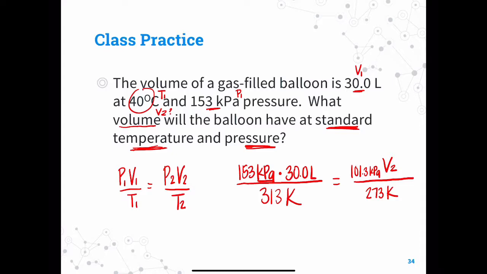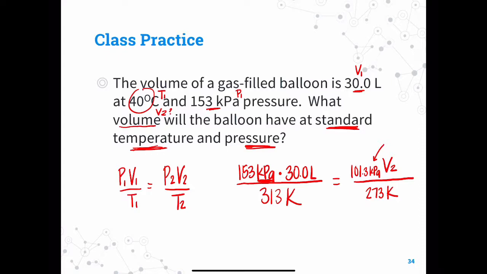Had your units been in something other than kPa, maybe if they were in ATMs, you would have put 1 ATM as your standard pressure, or 760 torr or 760 mmHg. But you put in those standards so that the pressure matches here. And standard volume is 22.4. I don't think you ever actually have to use that, but standard volume is 22.4.